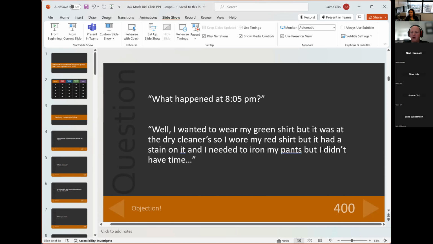And we'll go back. We'll go to Frisco CTE on this one. We would do non-responsive. So we would do objection, non-responsive. The witness is not responsive to the question. We're asking what happened at 8:05 p.m. and the witness is talking about things that are really not pertinent to the exact question.